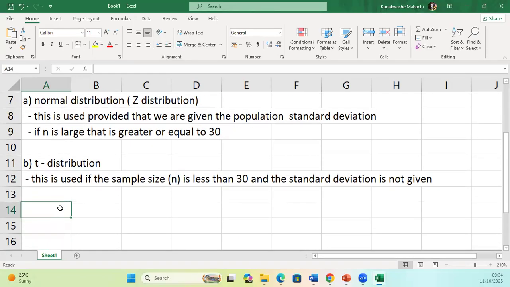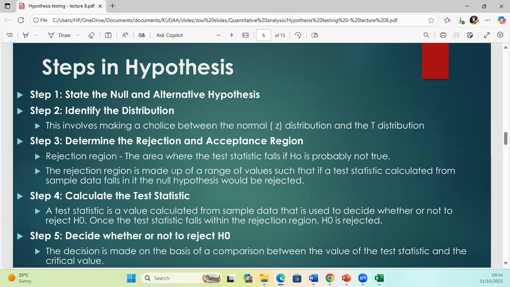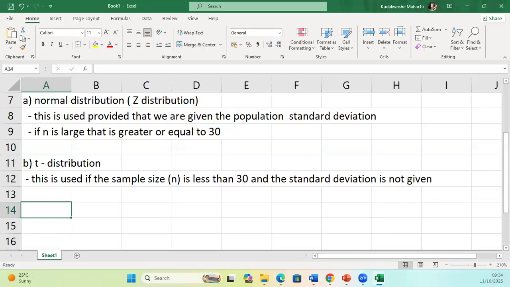Let's move on. So that's step number 2: identify the distribution. Then let's move on to step number 3: determine the rejection criteria, or the rejection and acceptance region. So we have determined we are using the normal distribution or the t distribution, then we need to move to step 3, which is determining the rejection criteria.